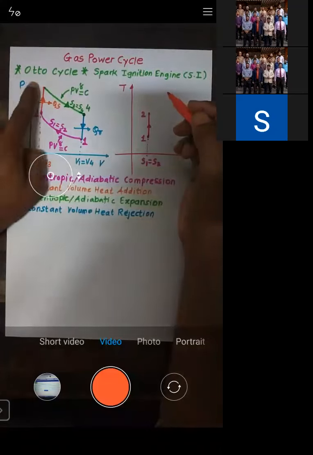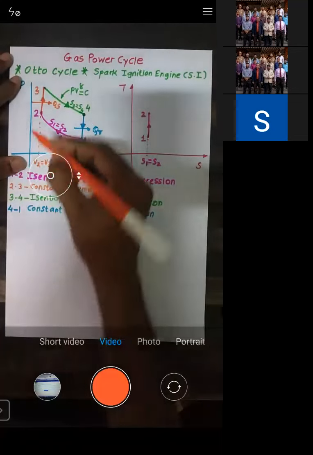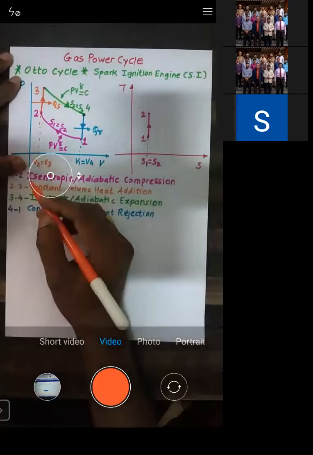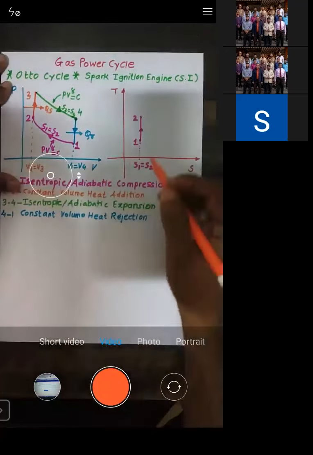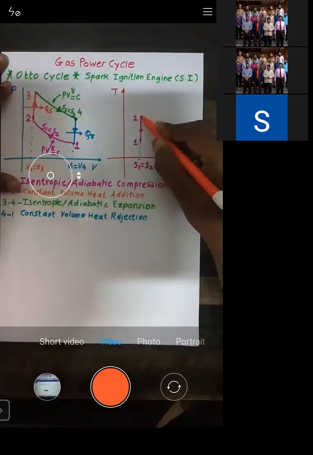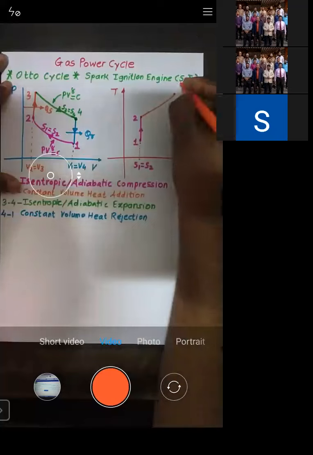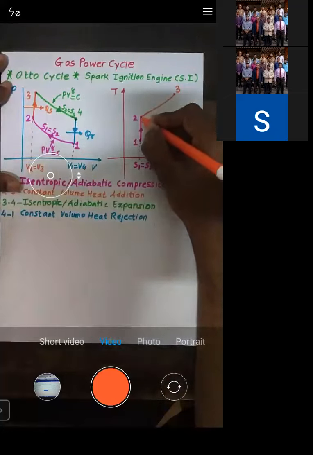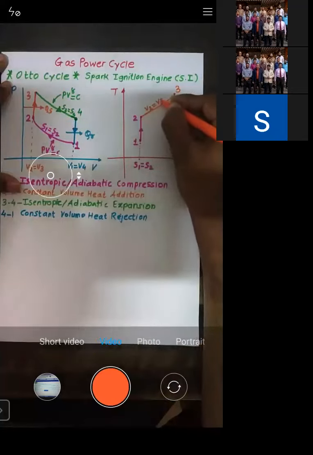Now start with process 2 to 3. When we see process number 2 to 3, what happens? Volume is held constant. On the TS diagram, you will get one line that is passing through point number 2, on which the volume is constant. So when you take volume at any point on this line, volume will be held constant, that is V2 is equal to V3.